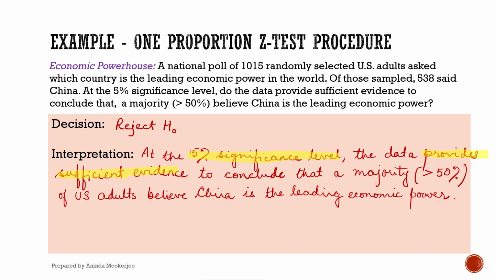Again, for reject, your data was strong enough to reject the null hypothesis, to overthrow the null hypothesis. If it was do not reject, then you have to say the data do not provide sufficient evidence. And then you have to write the rest of it in context of the question. And my advice is just use the verbiage in the question itself: to conclude that a majority greater than 50% of all US adults believe China is the leading economic power. All right?